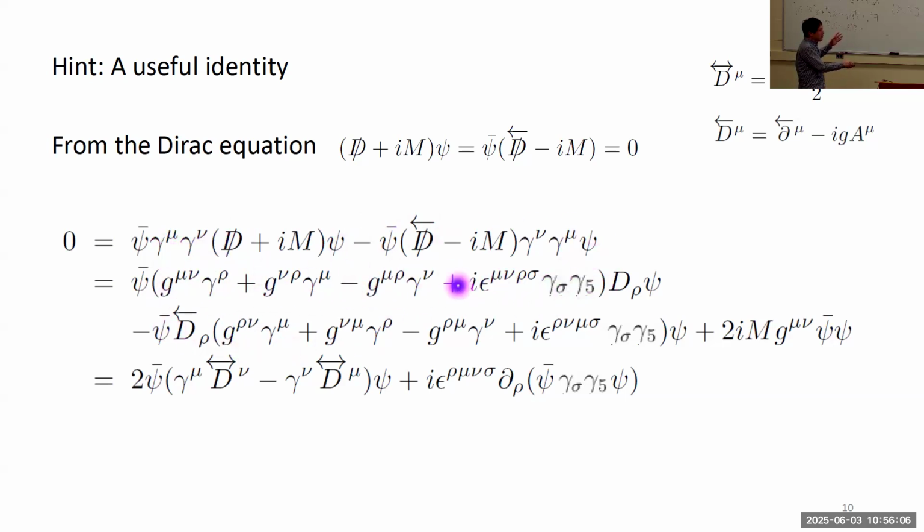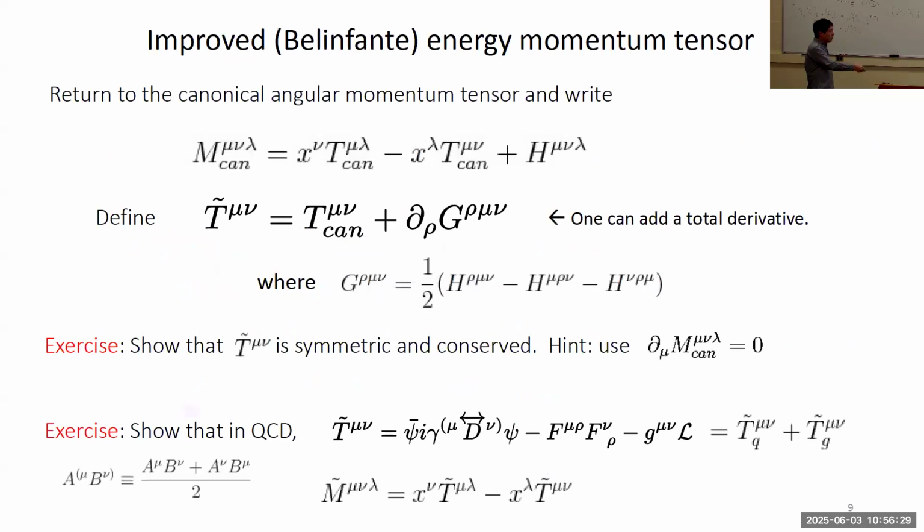Yeah, so you can use this formula for the first term and the second term, and then you get this identity. It just follows from the Dirac equation. I think this is a useful formula, not just in this context, but more generally. So this is a very useful identity, and you will need it when you solve this exercise.